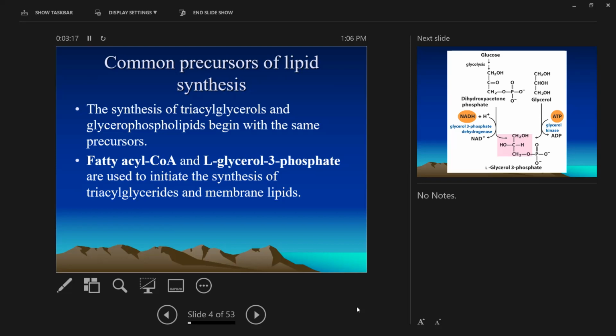So the synthesis of triacylglycerols and the synthesis of your membrane glycerophospholipids start with the same precursors. So you start with fatty acyl coenzyme A's that come from the fatty acid synthase, and then L-glycerol 3-phosphate, and these are used to initiate the synthesis of your triacylglycerides and your membrane lipids.